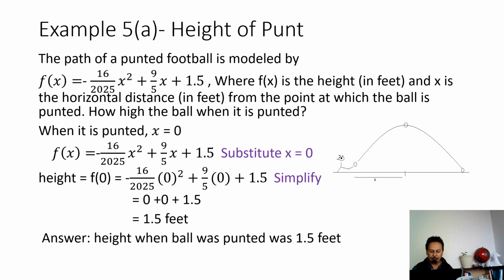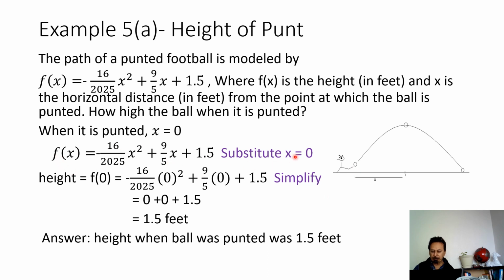Okay, so example 5. We're given the path of a punted football, and this is f of x equal to negative 16 over 225 x squared plus 9/5 of x plus 1.5. The f of x is the height and x is the horizontal distance. We want to know how high the ball is when it is punted. So when it is punted, we consider x equals 0.